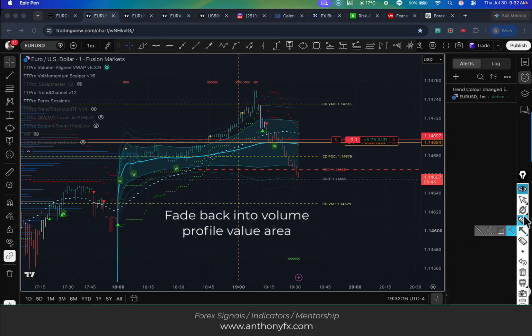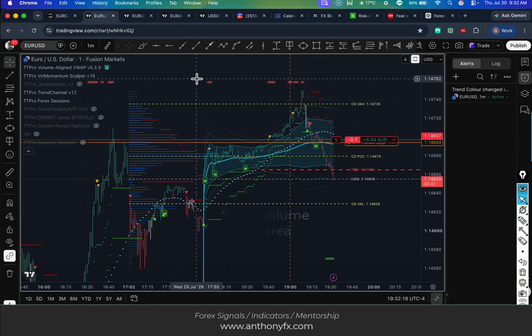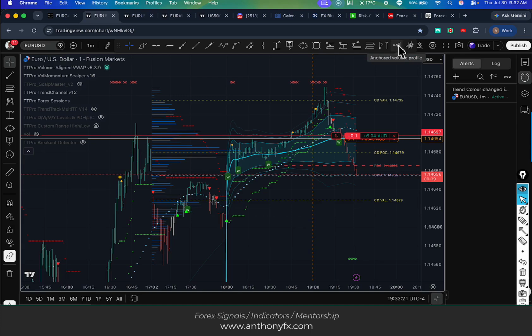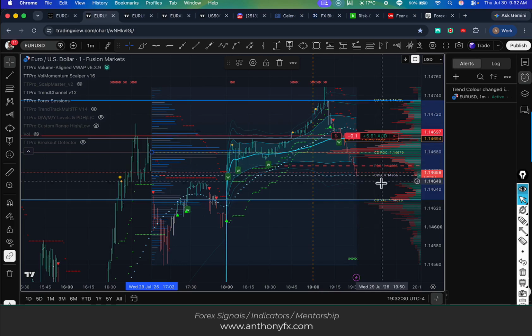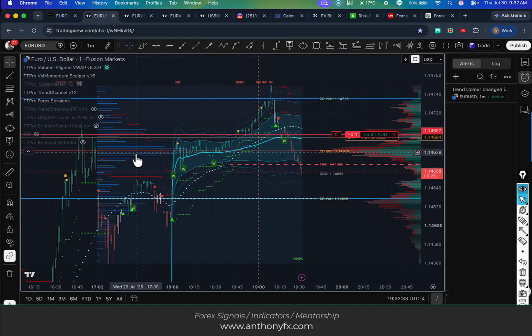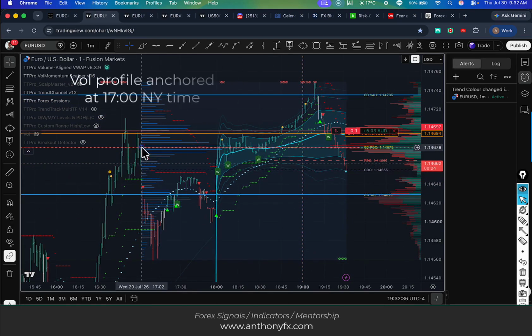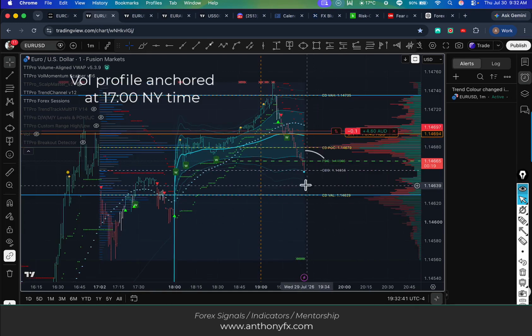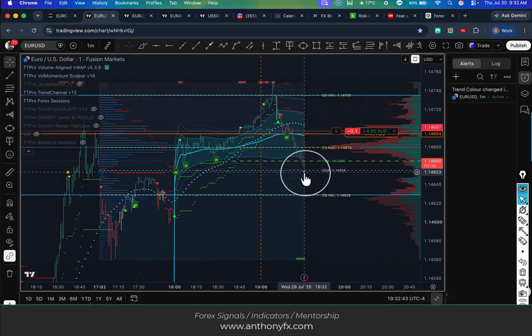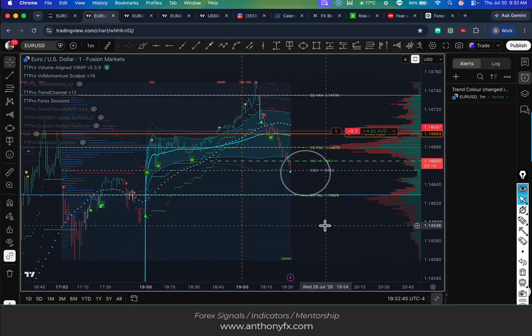Actually, here's another way to do it: grab the anchored volume profile and just throw it in the same spot. See that, the blue lines? So that's our volume profile. That's marked up back over at 1700. So we've now got a little blue dot under here. That's where you could probably close this.